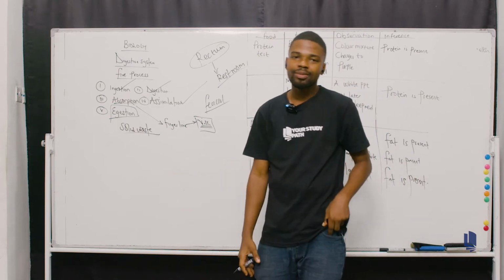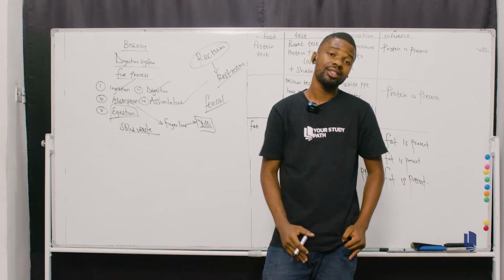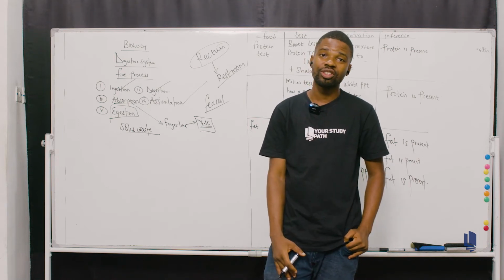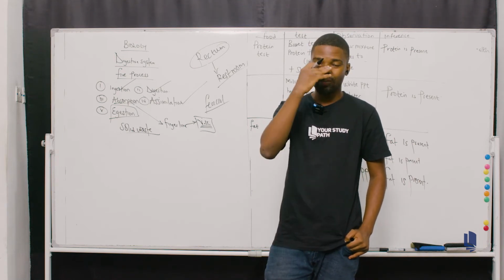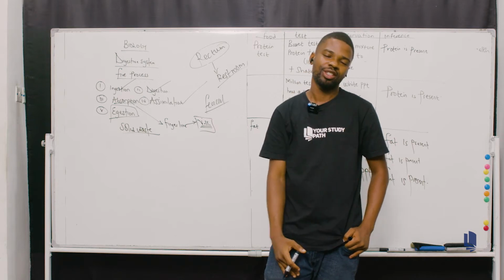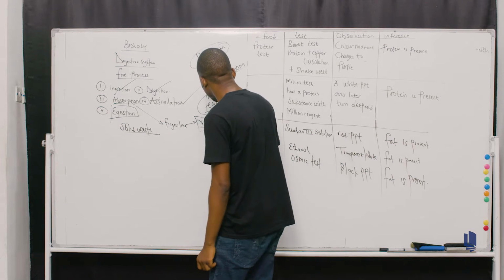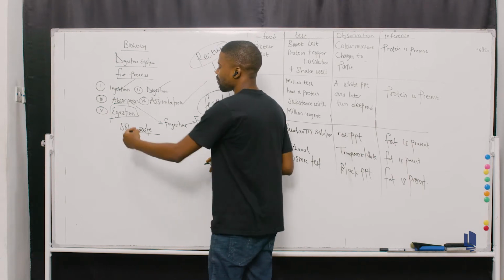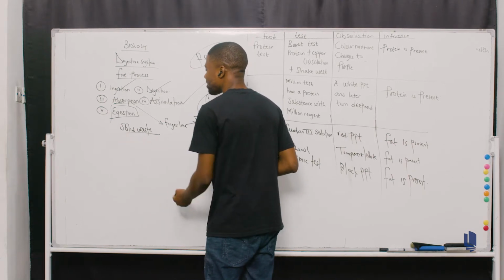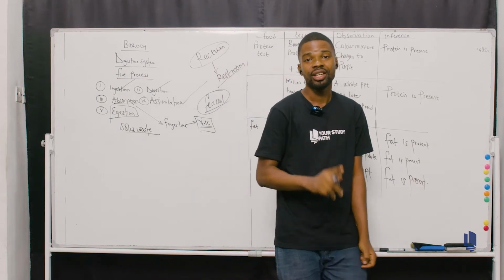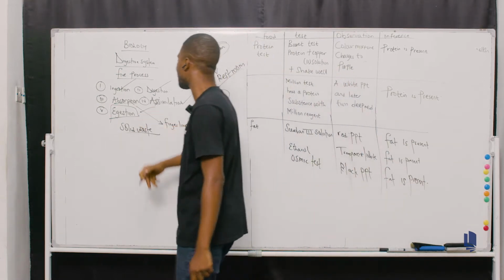Defecation. So next time, when you want to go use the toilet and you don't want anybody to know what you want to do, just tell them, excuse me, I need to go and do a process called defecation. Nobody knows what you're about to do. So it means you want to go and remove your fecal matter. So the removal of solid waste from the body system is known as what? Defecation.